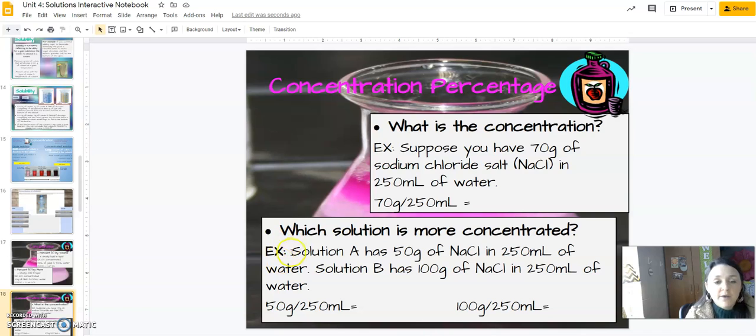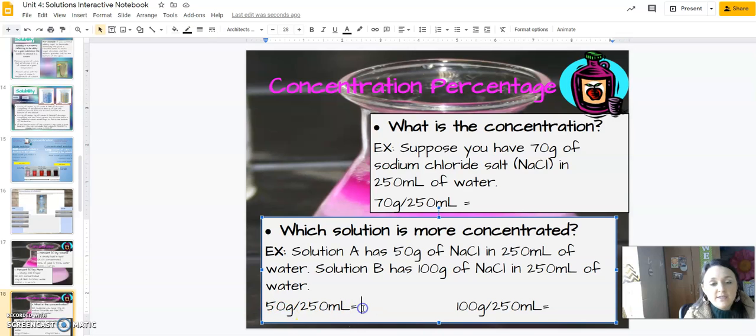So let's look at this problem right here. Solution A has 50 grams of NaCl and 250 milliliters. Solution B has 100 grams. So we have 50 grams of our solute here, same amount of water. 100 grams of our solute here, same amount of water. So all we do is divide here and type the number right here. So do 50 divided by 250, type your number. 100 divided by 250, type your number there.